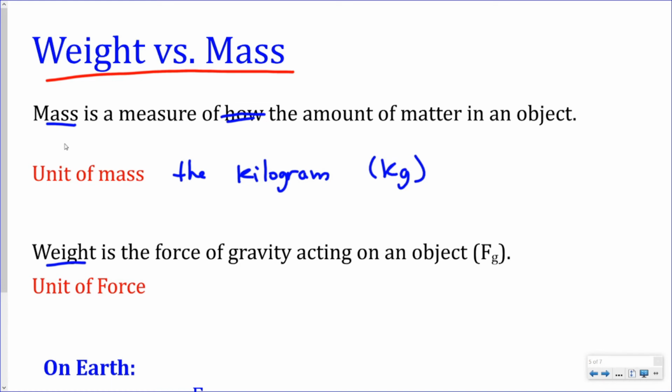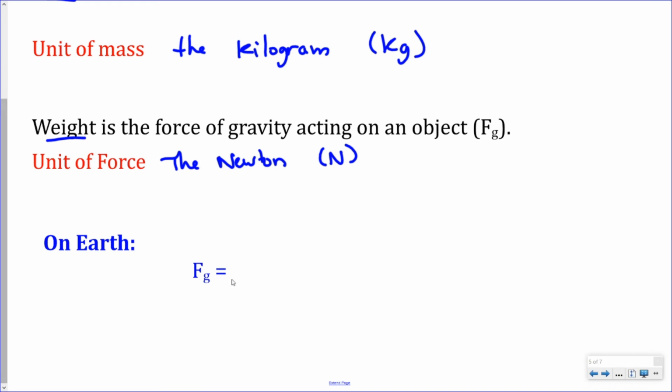When we talk about weight, what unit do we use? Well, it's a unit of force, and you guessed it, it's the Newton, and we use N as our unit. So on Earth, when we talk about Fg, the force of gravity, which I think we had on the last slide, how do we actually calculate it? Here is a formula for you: Fg equals m times g.